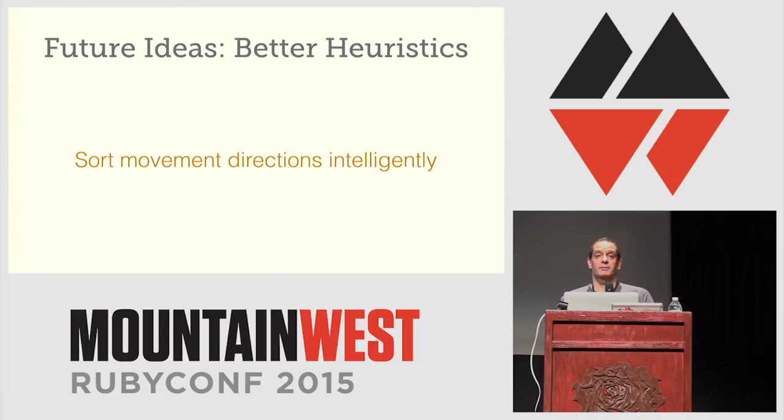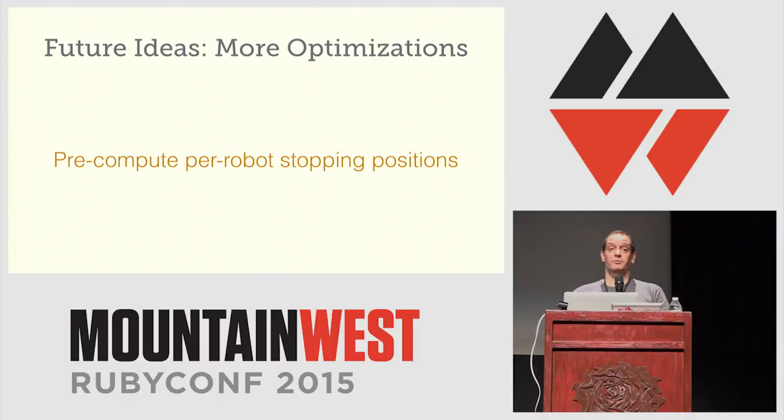What my profiler is telling me right now is that the slowest part of my algorithm is figuring out whether I'm going to run into another robot. So I've got the pre-computed stopping points with the walls, but that doesn't factor in where the robots are at that time because they move a lot more frequently. So the pre-computation didn't seem like it would pay off as well. But maybe I could pre-compute per robot stopping positions. So that's an option.